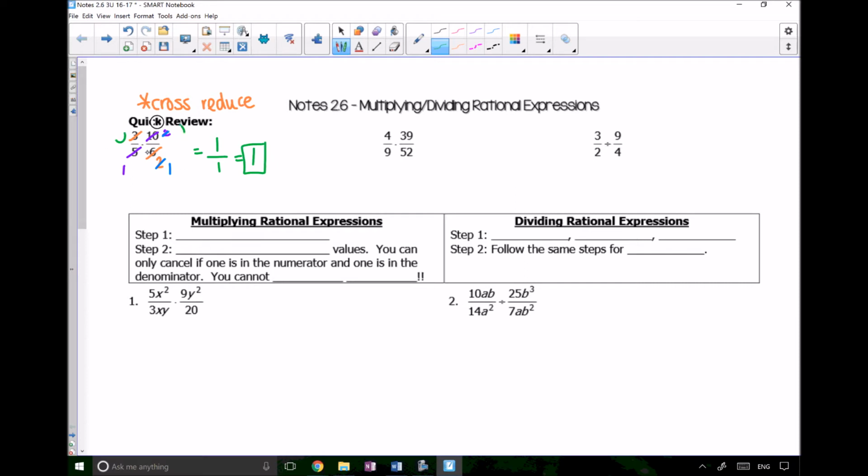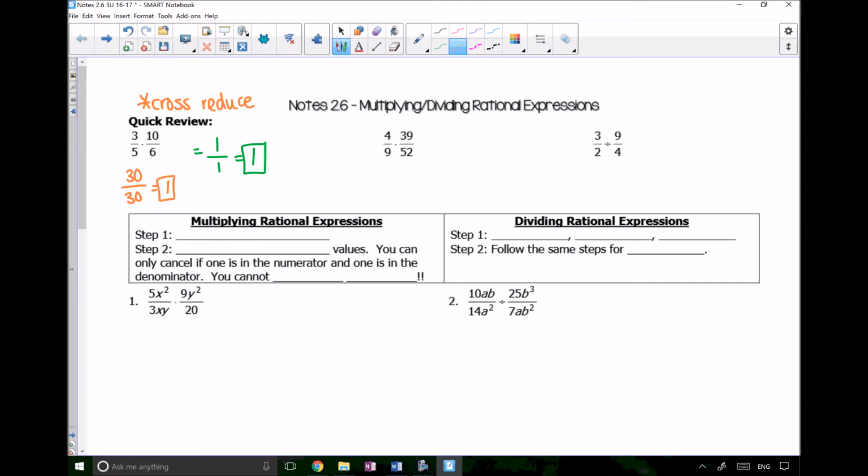Another way I can do it is to just simply multiply across and then reduce. If I were to do that, I would get 3 times 10, which is 30, over 5 times 6, which is also 30, so then I end up getting 1. Now depending on the problem, sometimes it'll be easier to cross-reduce first, sometimes it'll be easier to just multiply across.